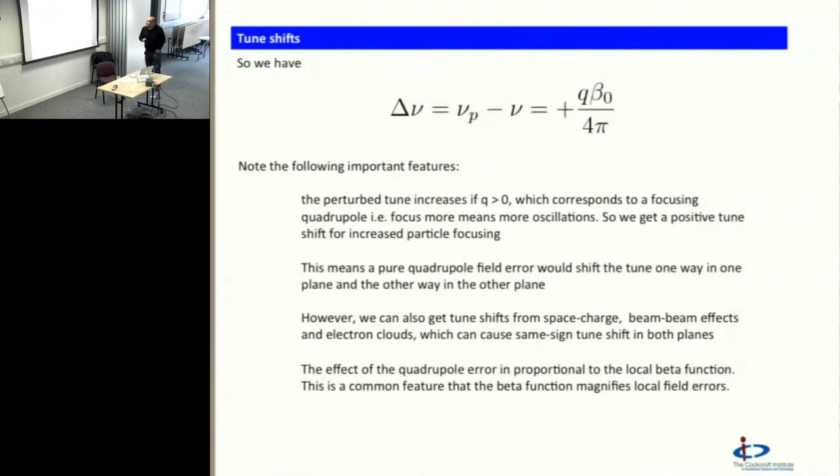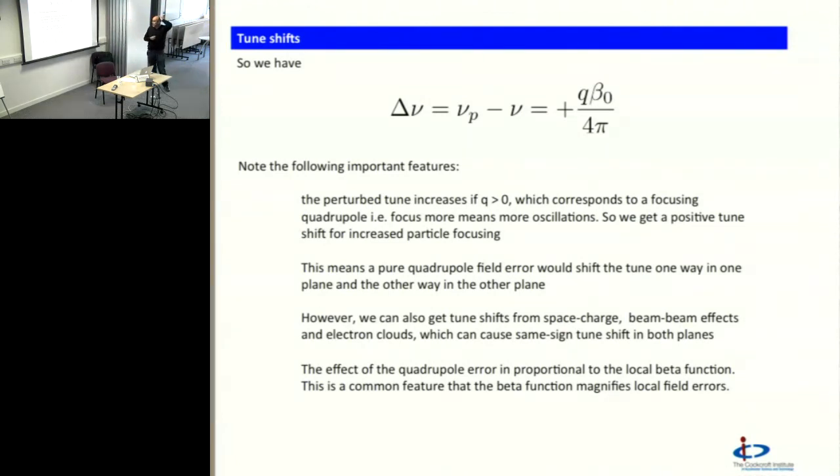So, tune shifts. What's the next slide? Two more slides and we'll stop. So, tune shifts. Lattices have quadrupole fields. The shift in the tune due to the quadrupole error Q is given by that expression there.